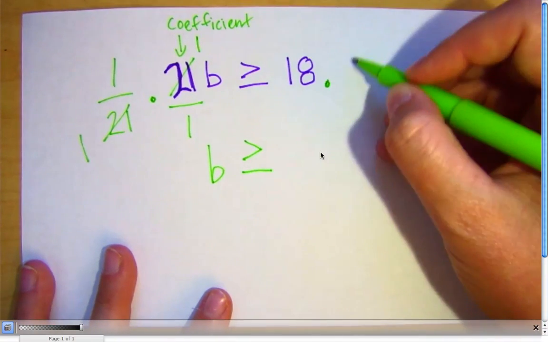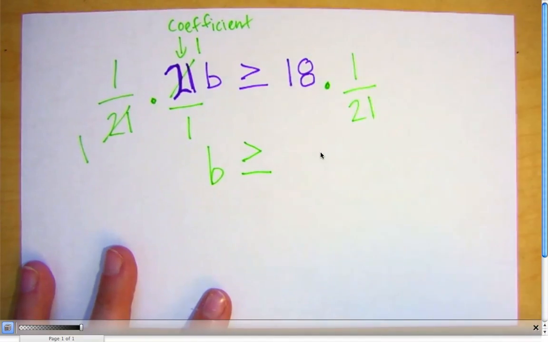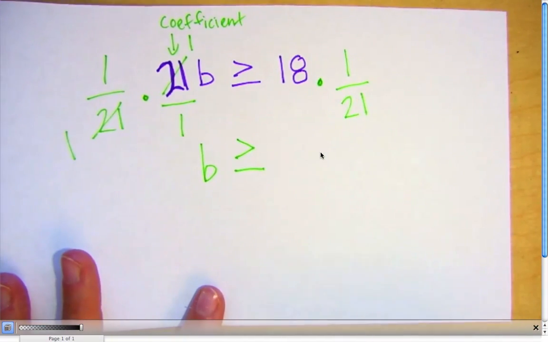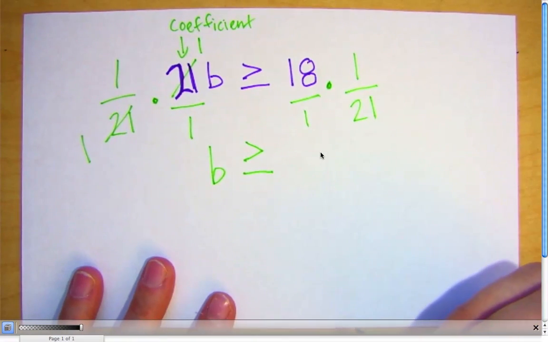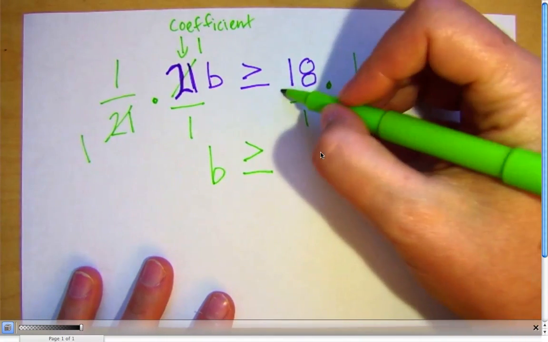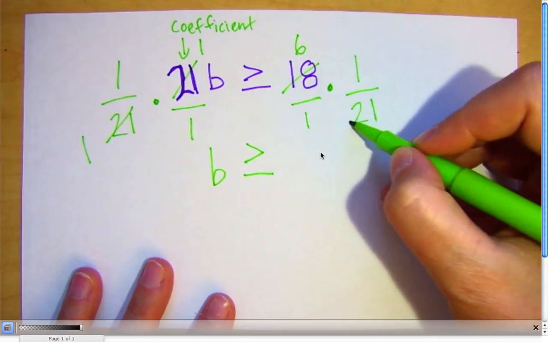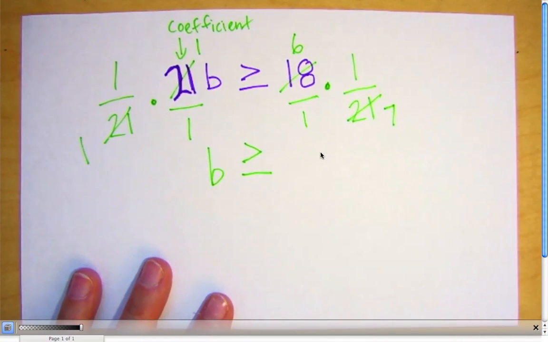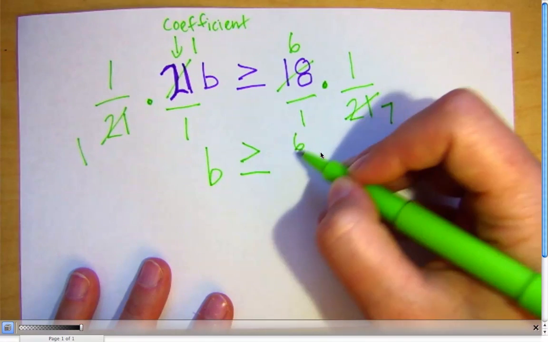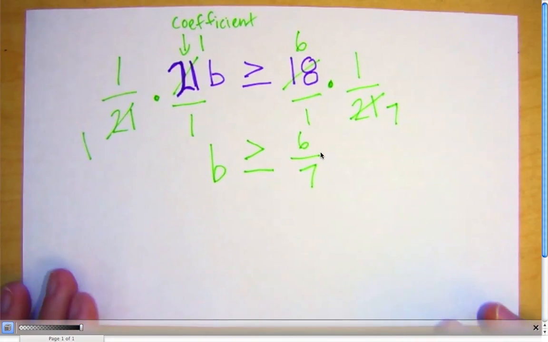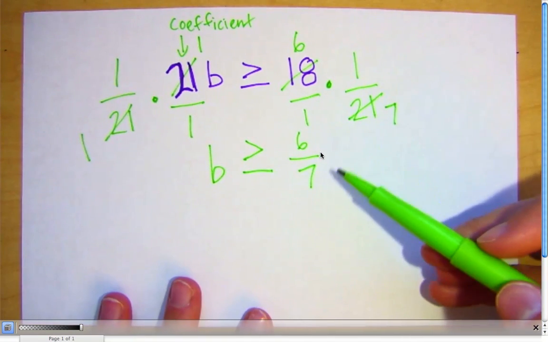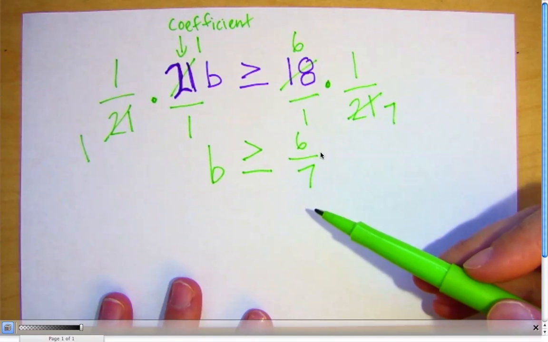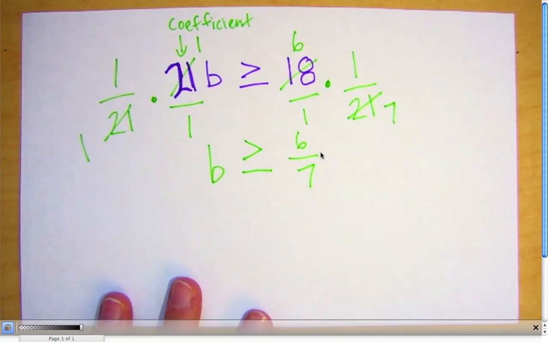I need to do the same thing over here, 1 over 21. So now I'm looking to see if I can simplify this at all, and I have a common factor of 3. See that? 18 divided by 3 is 6. 21 divided by 3 is 7. So that leaves me with a fraction of 6/7. If you really wanted to, you could divide that and make it into a decimal. It's not going to be a pretty decimal. So I would really recommend just going ahead and leaving that as a fraction. There's really no reason not to leave that as a fraction.